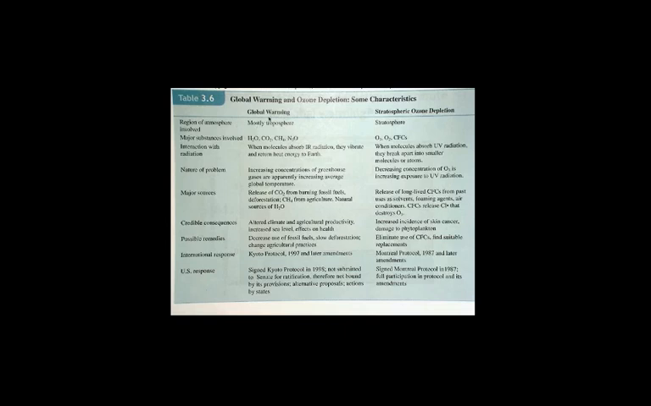The region of the atmosphere involved for global warming is mostly the troposphere because the pressure is higher. There's more gases in the troposphere. And obviously the stratospheric ozone depletion is going on in the stratosphere.